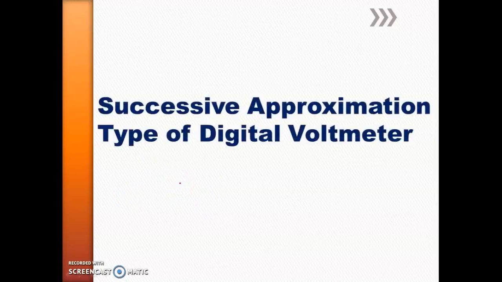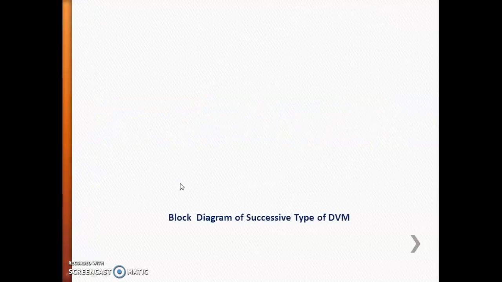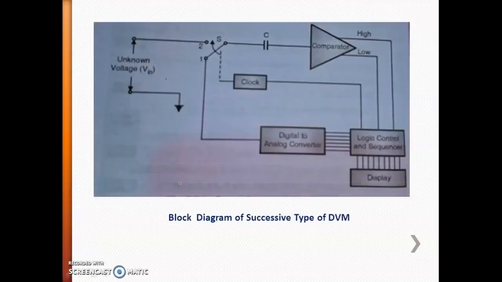Hello everybody, welcome back. Today's video is based on the successive approximation type of digital voltmeter. The successive approximation type of digital voltmeter is a special type of potentiometric digital voltmeter. Here is the block diagram of the successive approximation type of digital voltmeter.